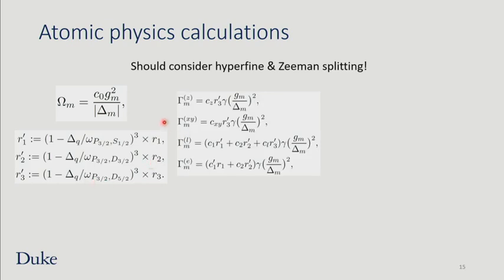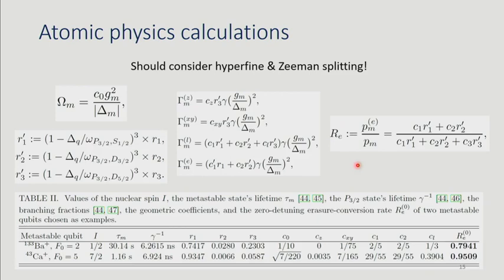And from atomic physics, you can calculate all these rates that lead to phase flips, bit flips, undetected leakage, and erasures. And from that, you can come up with a more precise formula for the erasure conversion rate. So we calculate that for two species of ions, barium and calcium. And the erasure conversion rate turns out to be 79% and 95%. An interesting point is this is actually a little larger than R1 plus R2, mainly because of this detuning dependence relation.